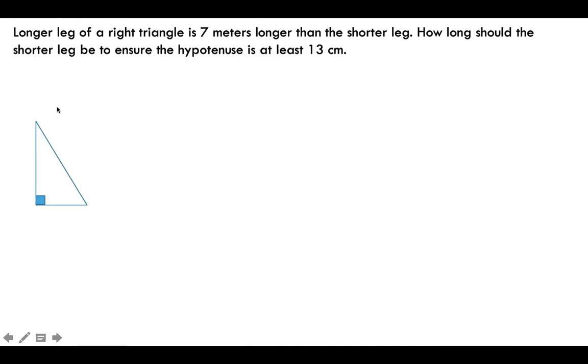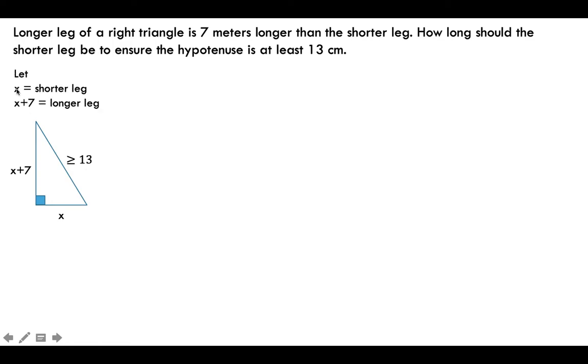Now, since the longer leg is dependent on the shorter leg, we must go first to our shorter leg. What is the measure of our shorter leg? Since it is not given, we will set x to assume an unknown number. So if our shorter leg is x, it follows that our longer leg is x plus 7, since it is 7 meters longer compared to the shorter leg. Then our hypotenuse, or the longest side, is more than or equal to 13.